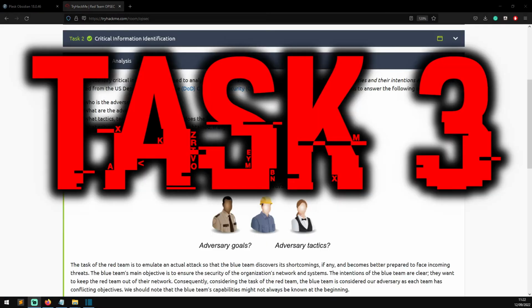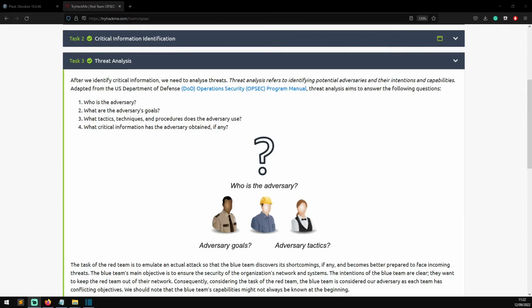Task 3, threat analysis. After we identify critical information, we need to analyze threats. Threat analysis refers to identifying potential adversaries and their intentions and capabilities, adapted from the US Department of Defense Operational Security (OPSEC) Program Manual. Threat analysis aims to answer the following questions. Who is the adversary? What are the adversary's goals? What tactics, techniques and procedures do they use? What critical information have they obtained? And you can see a diagram. Who is the adversary? Adversary goals, adversary tactics.